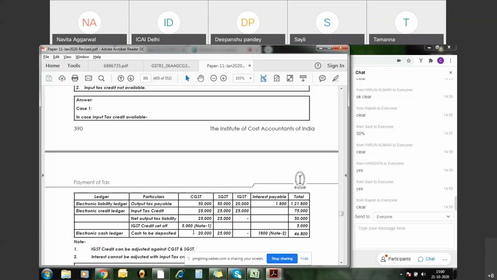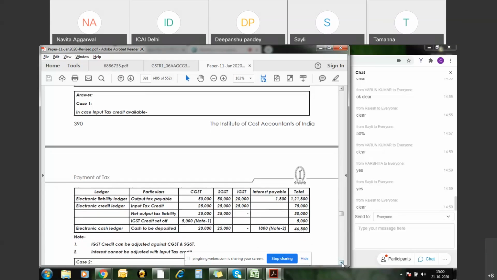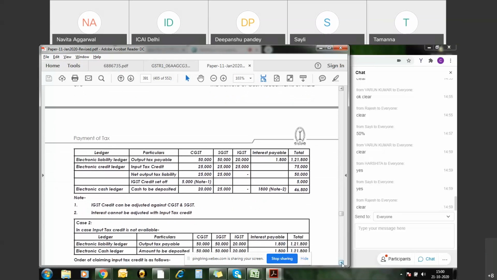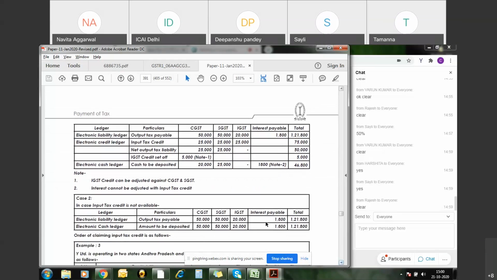So now what is the final? Final is CGST liability payable is 20,000, SGST 25,000. IGST is completely settled off to ITC and interest is 1,800. So these 3 figures, that is total of 46,800, will be paid in cash by Mr. A. Hope it is clear.